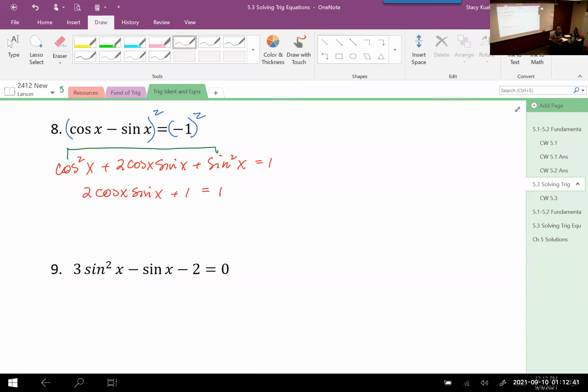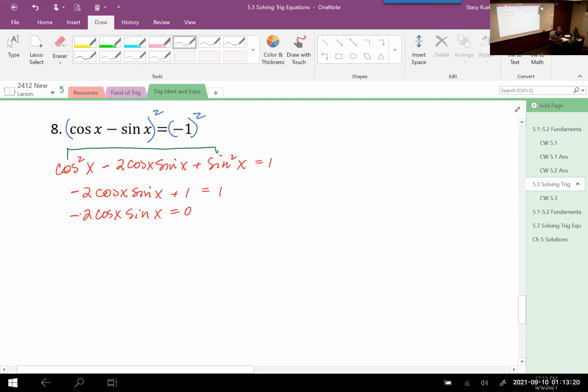Okay. Now I'm going to subtract 1 from the right-hand side. 2 cosine x sine x is equal to 0 now. Divide off the 2 and I get, yes, sir? Would the 2 in cosine x sine x not be negative since you're adding? It would be, yes, thank you. Good catch. Negative, negative, negative.